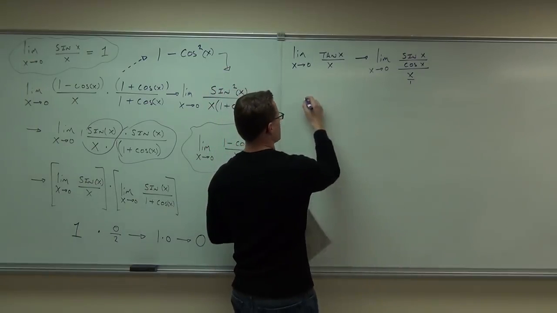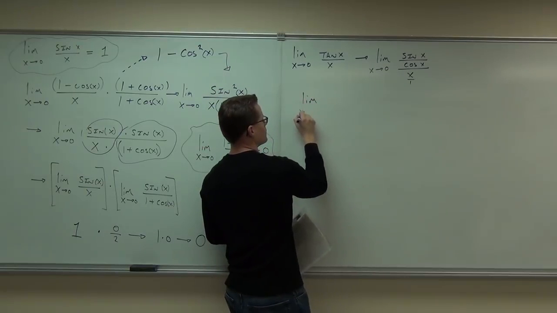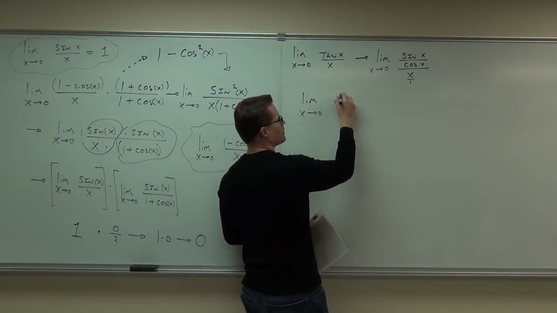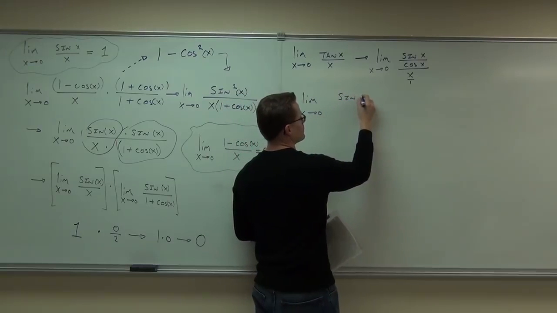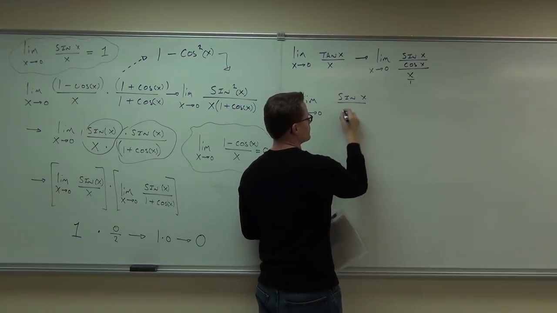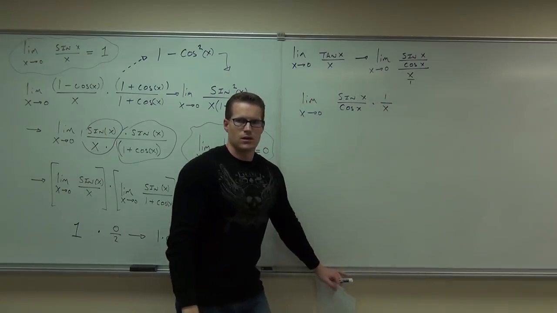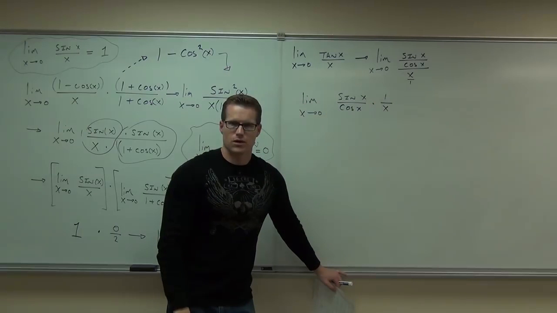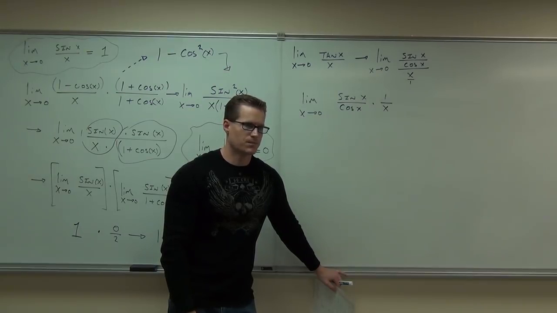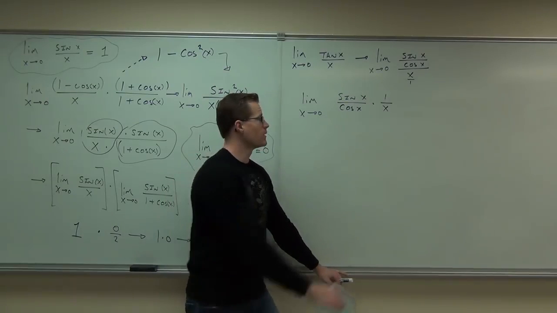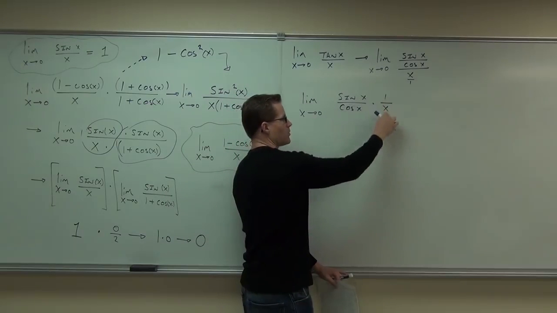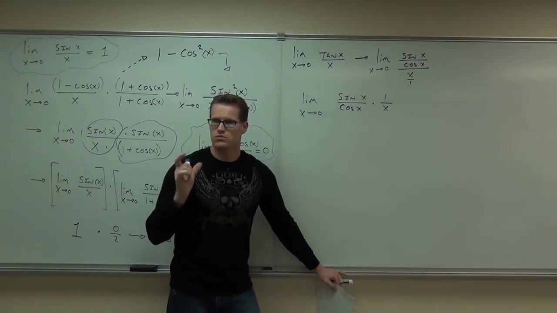So this would be the same thing as the limit as x approaches 0 of sine x over cosine x times 1 over x. Still true? Still true. Now, all I'm going to do, because of the commutativity of multiplication and what we can do with fractions, I'm going to interchange this with that. Is that okay with you? Just going to flip them.